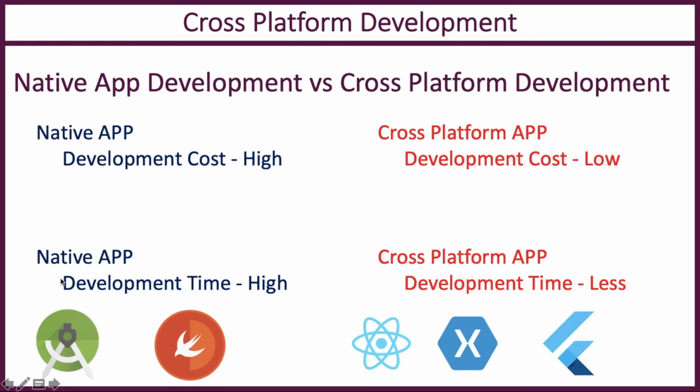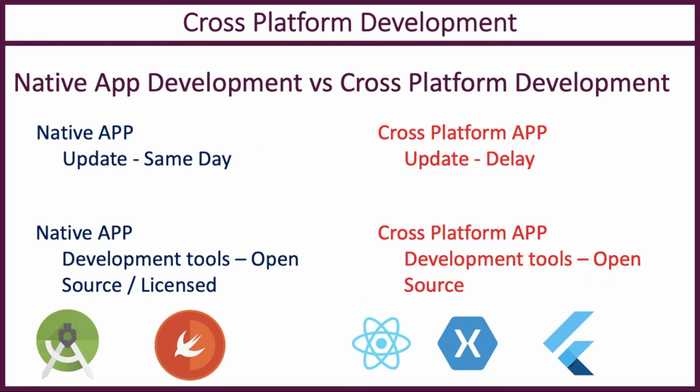In native application, the development time is high because the team will separately develop for Android and then they will develop for iOS. So the development time is double when compared to cross-platform. In case of cross-platform, if you develop only once, that can be deployed on two different application platforms. So the development time is less in cross-platform application.